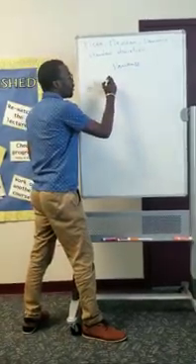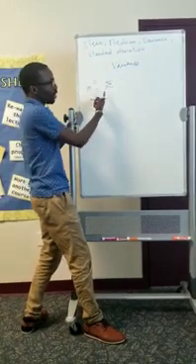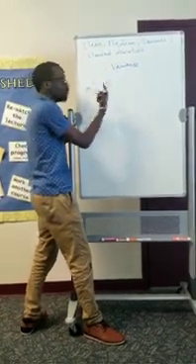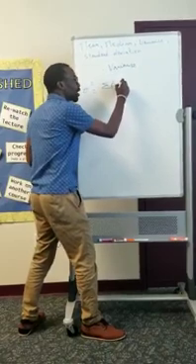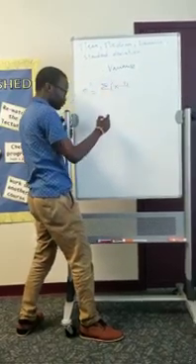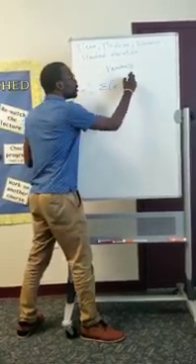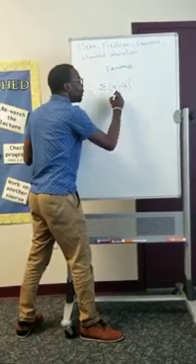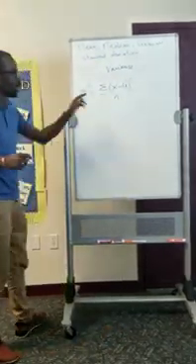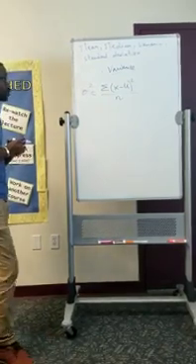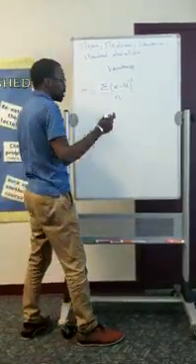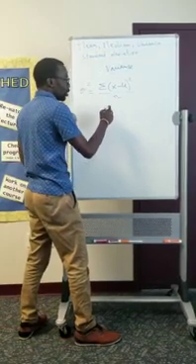How do I find the variance? Again, sigma, which is the sum of each x minus the mean, squared, divided by the number of elements. So let's do an example.